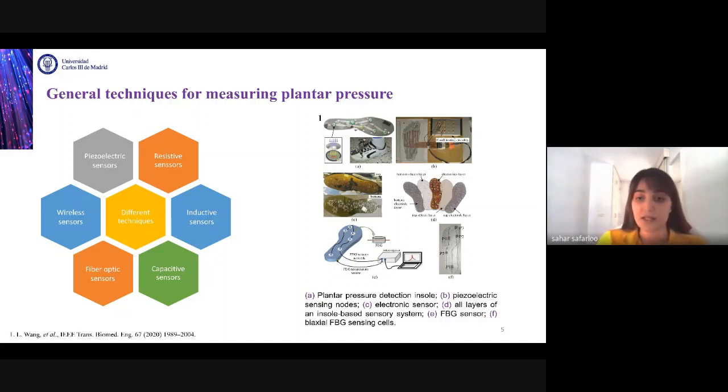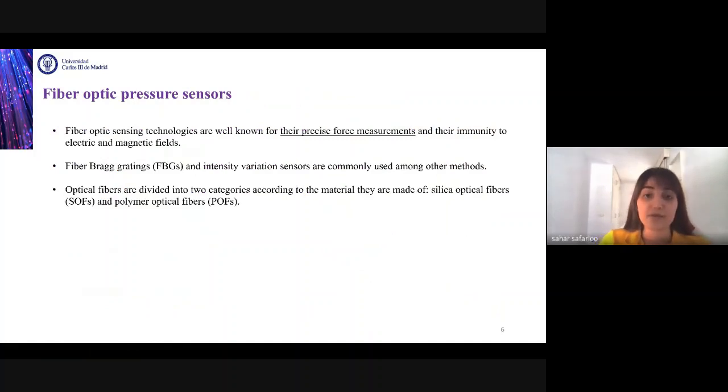So in this study, we focused on fiber optic sensors, which are well known for their precise force measurements. Fiber Bragg gratings and intensity variation sensors are commonly used among other methods, and we can divide the fiber optics into 2 categories based on the material they are made of: silica optical fibers and polymer optical fibers, or POFs.